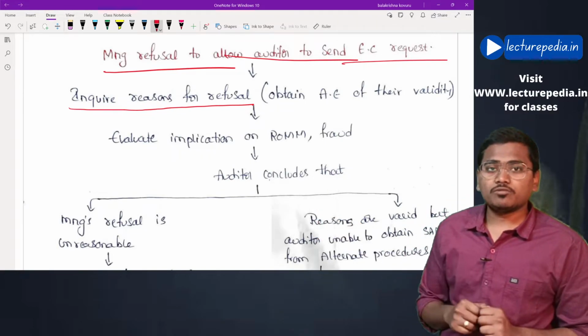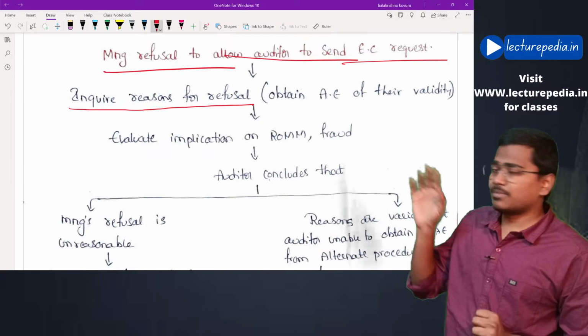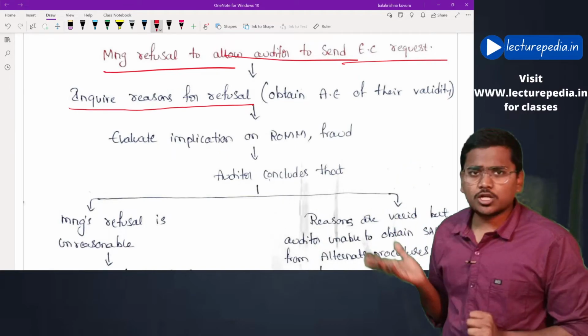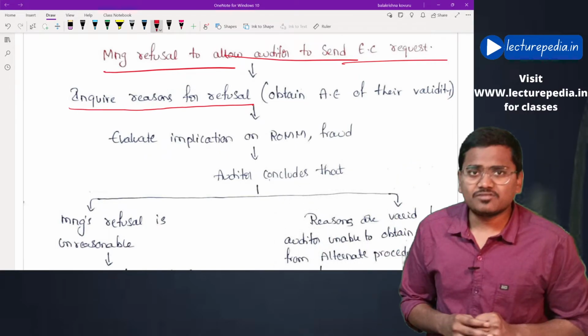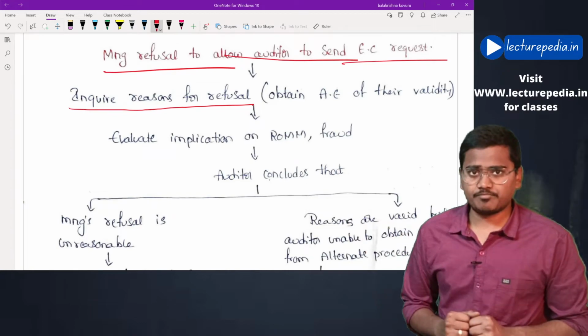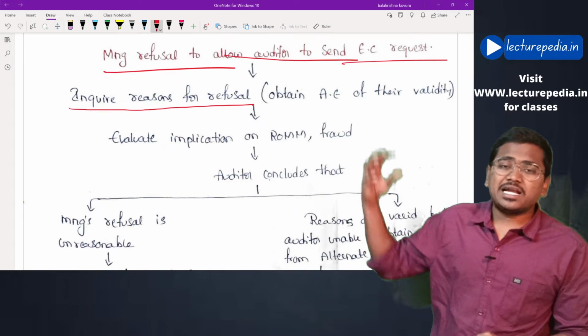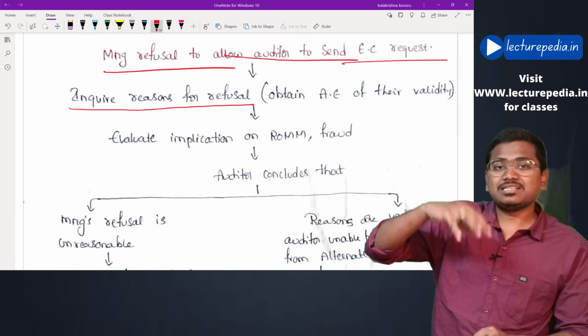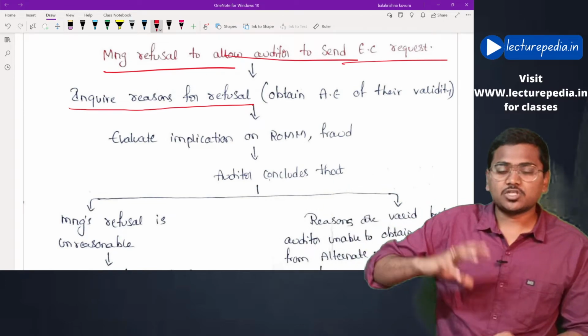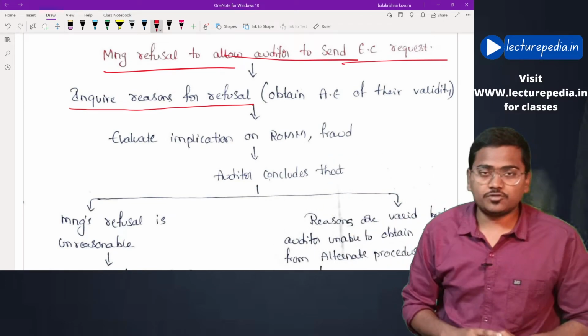Now what will the auditor do? The auditor will first of all ask the management, why are you not allowing me to send the external confirmation request? What are the reasons? Like this the auditor will ask. Then management will give their reasons for why they are refusing the auditor.